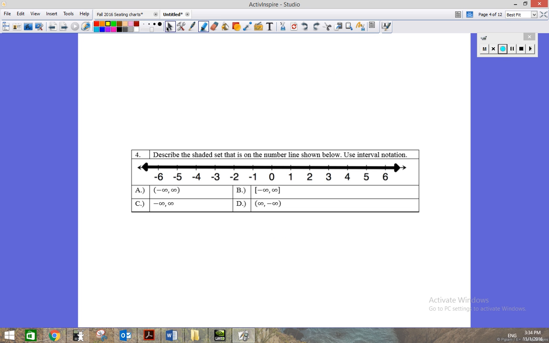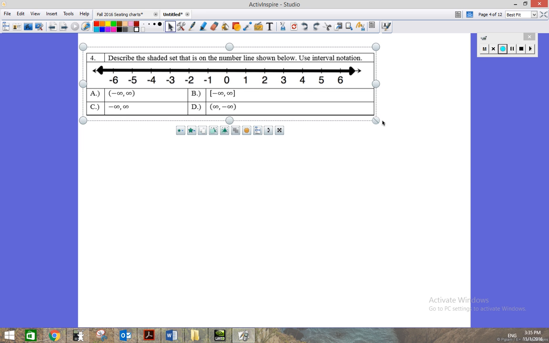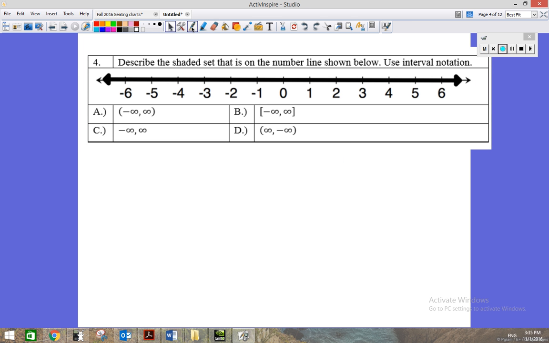Here the entire number line is shaded. So the left arrow being shaded is -infinity. There are no holes in the graph, and it goes all the way to +infinity. So that's what we would write, an open parenthesis, -infinity, comma, +infinity, and a parenthesis. So there it is in choice A.